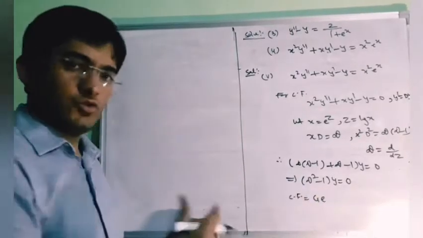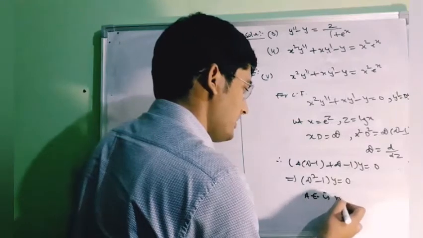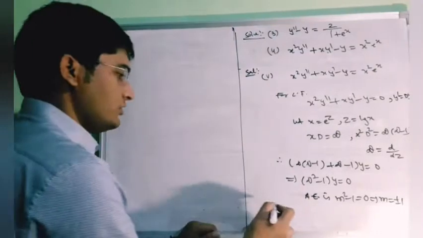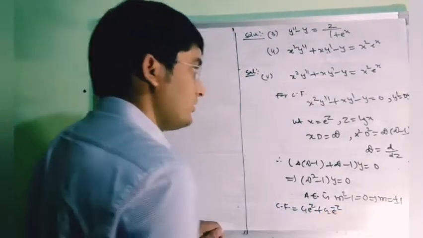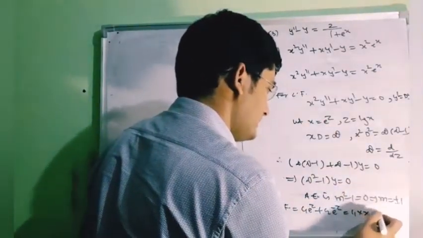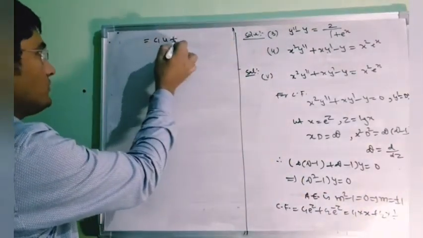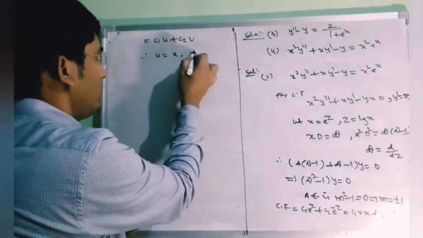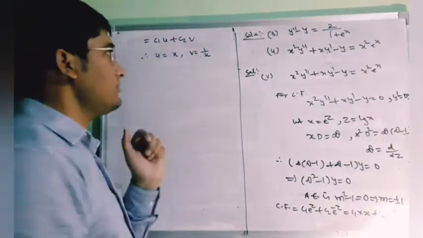Now this will have two roots. Your auxiliary equation is m square minus 1 equal to 0. So we will have m equal to plus 1 or minus 1. So your CF will be c1 e to power z plus c2 e to power minus z. And your e to power z was x. So this will be c1 into x plus c2 into 1 by x. So let us assume this as c1 into u plus c2 into v. Therefore u is equal to x and v is equal to 1 by x.